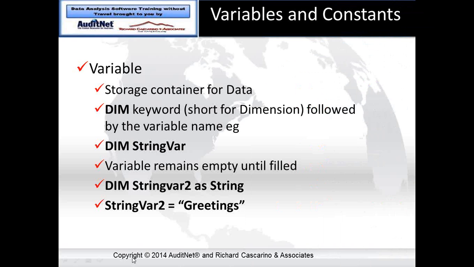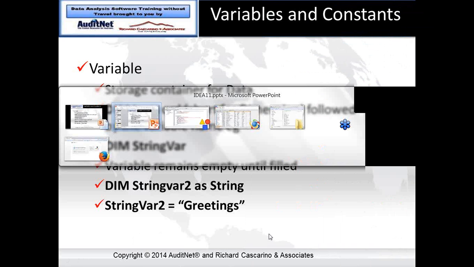It will remain empty until you put something into it. So for example, you'll see down below dim string variable. So this is going to be alphabetic. There's nothing in there. So I'm going to dim string variable 2 as string, and string variable 2 will be the word greetings. So I've created a storage container called string variable 2, and then I can put something into it. Okay, happy. Let's go and try it.